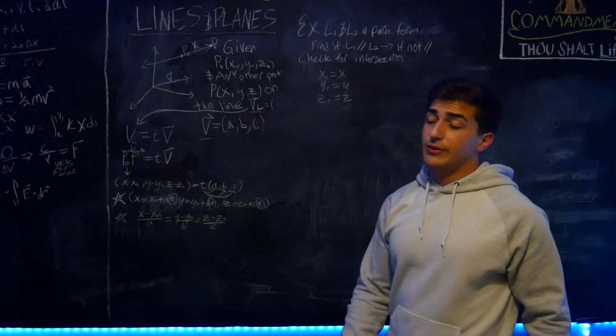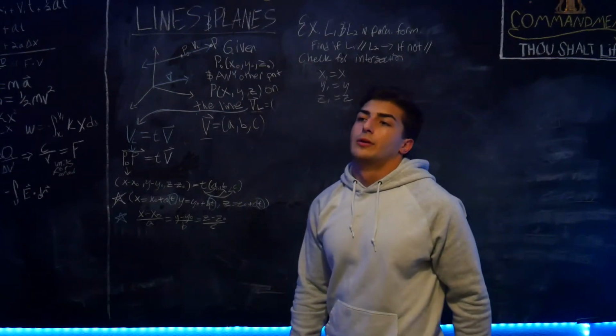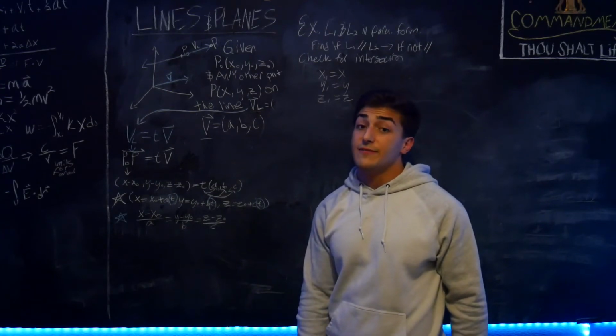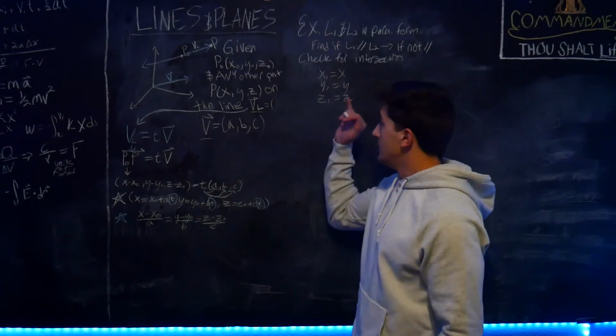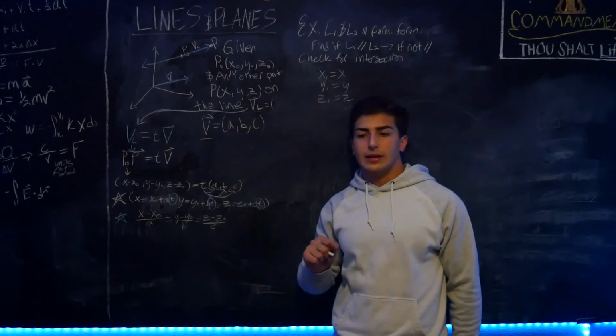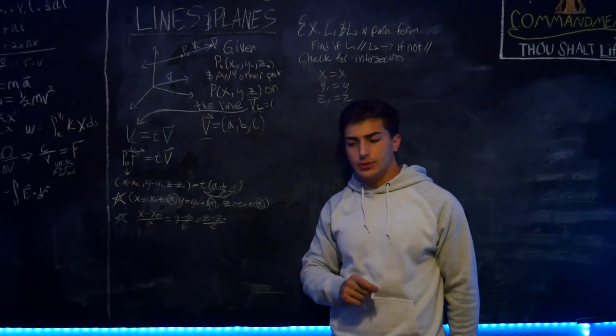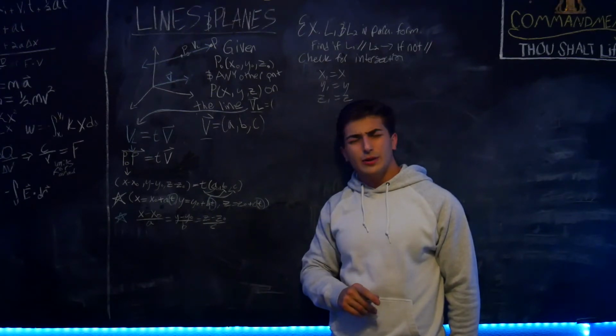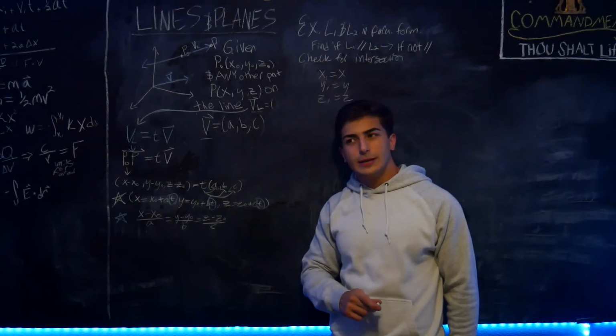Now it's going to ask you to find an angle between them if they do intersect. If these numbers equal each other and it doesn't skew, it's going to ask you to find the angle between those two vectors. How do we find the angle between something?